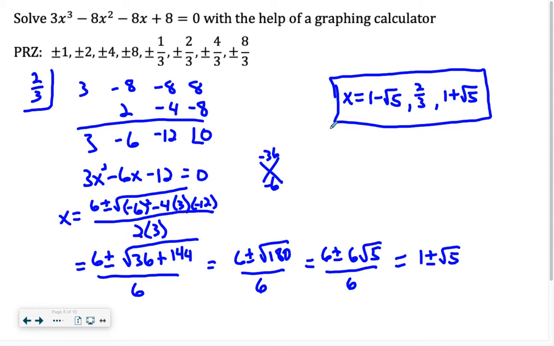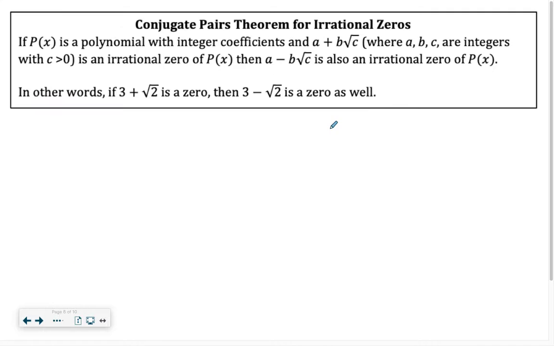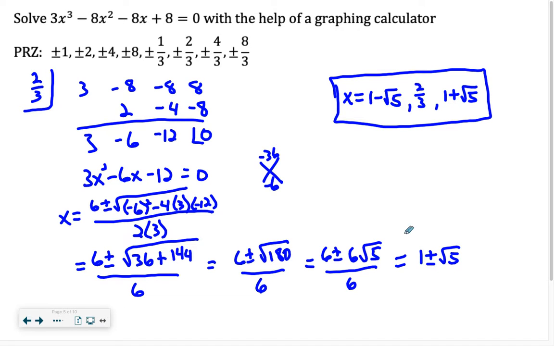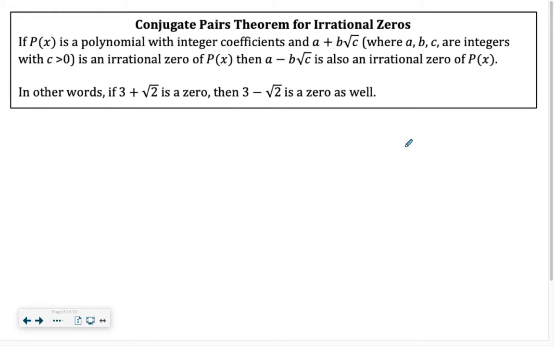All right, now with this example, this is a good place to mention the conjugate pairs theorem. If we have a polynomial with an irrational zero, then its conjugate also has to be a zero. So in this example, we found that 1 plus the square root of 5 was a zero. 1 minus the square root of 5 also has to be a zero. Another example was if 3 plus the square root of 2 is a zero, then 3 minus the square root of 2 is a zero as well. All right. Now, next, we're going to talk about Descartes' rule of signs.